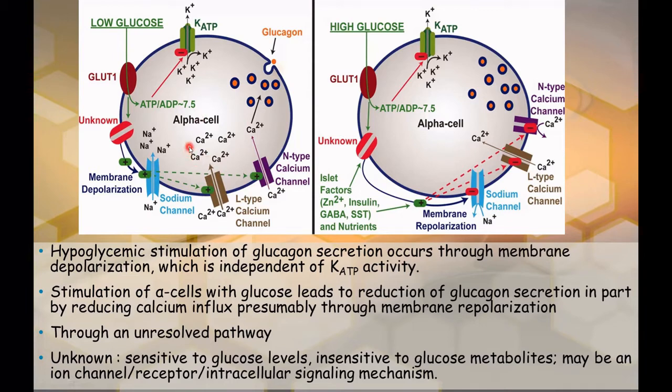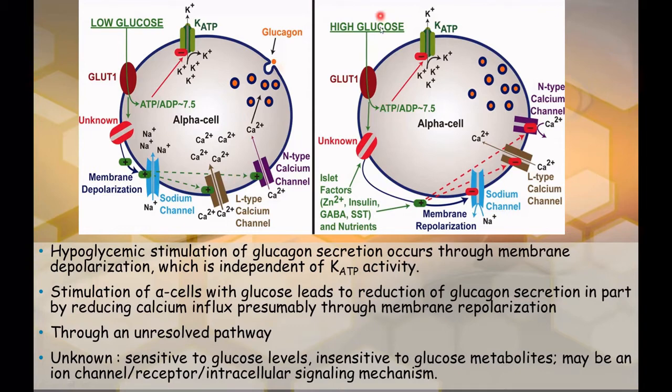One of the things that you have to understand in this process is that it is independent of potassium. It's completely independent of the potassium ATP channels, as we have seen in the case of insulin. So the intracellular calcium concentrations will cause the exocytosis of the secretory vesicles which contain glucagon. So this is the condition for low glucose concentrations.